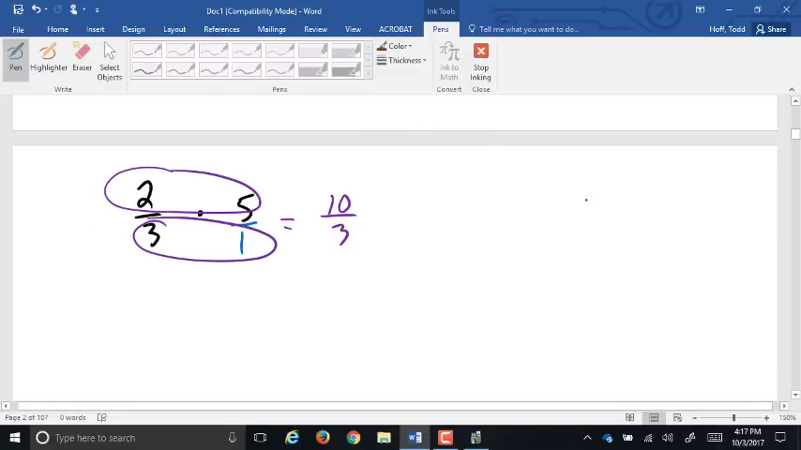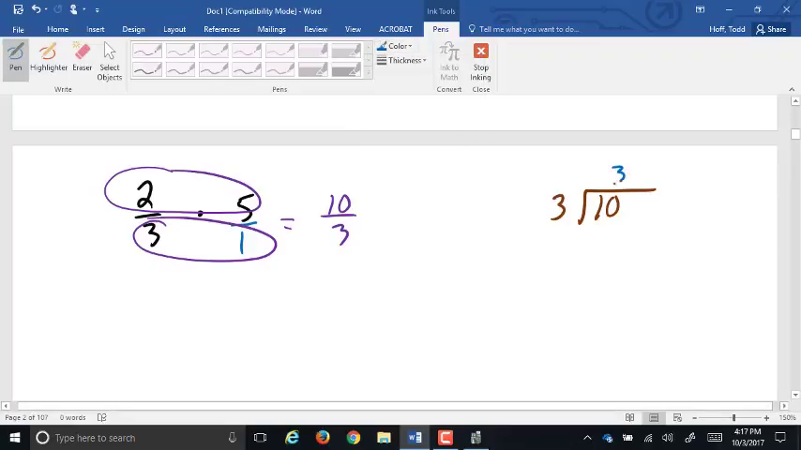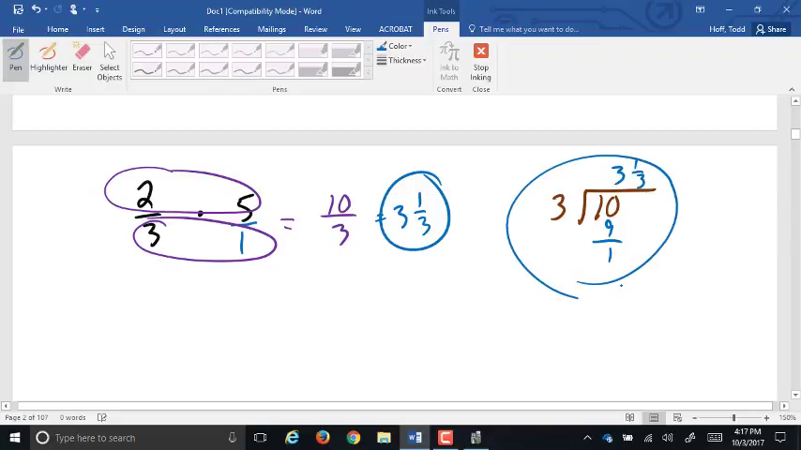And of course, this has to be reduced. 10/3. 3 goes into 10. 3 times 3 is 9. So there's 1 left over. 3 1/3. Many of you probably could have reduced 10/3 to 3 1/3 without having to do the long division.